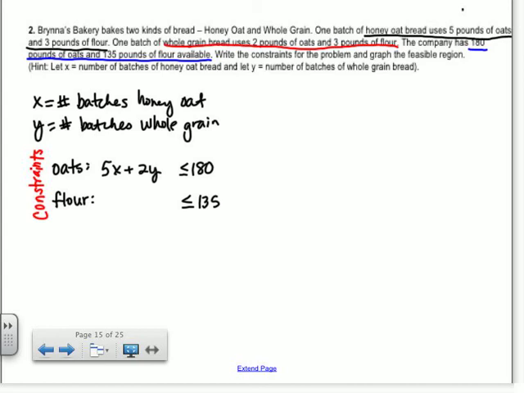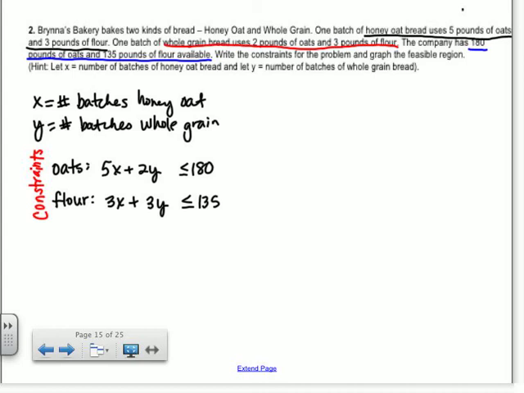Okay, for the flour, think of the same thing. So for the honey oat bread, we had x batches, and for each batch we used 3 pounds. So we have 3x. And then for the whole grain, we used 3y. Okay, those are 2 of 4 constraints.